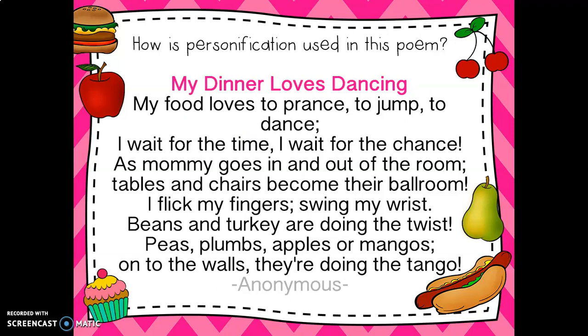How is personification used in this particular poem? My dinner loves dancing. My food loves to prance, to jump, to dance. I wait for the time, I wait for the chance. As mommy goes in and out of the room, tables and chairs become their ballroom. I flick my fingers, swing my wrist. Beans and turkey are doing the twist. Peas, plums, apples, or mangoes. On to the walls, they're doing the tango.